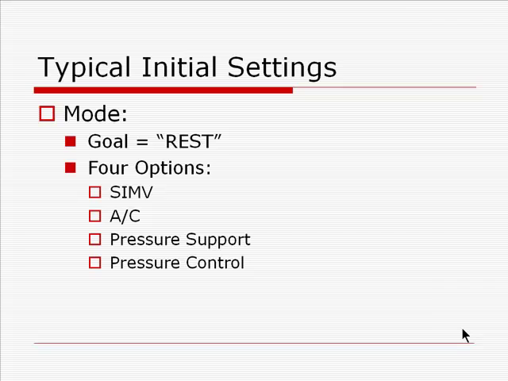There are four basic general modes of mechanical ventilation used commonly in practice today. These include synchronized intermittent mandatory ventilation, assist control ventilation, pressure support ventilation, and pressure control ventilation. In the next several slides, we will review each of these.